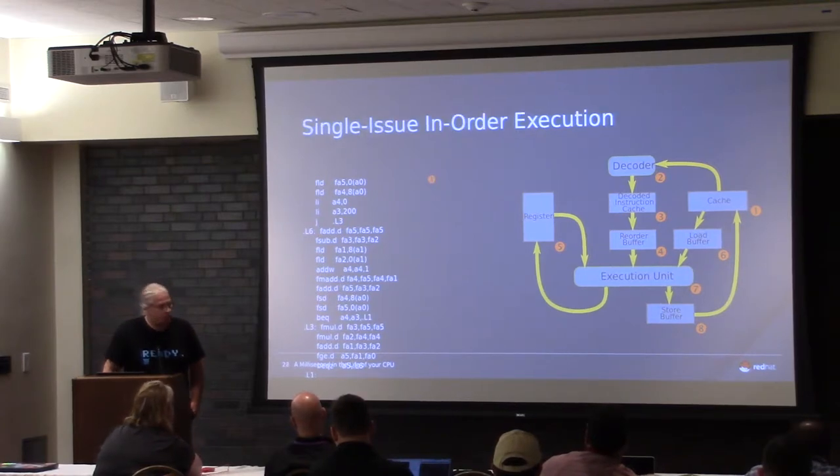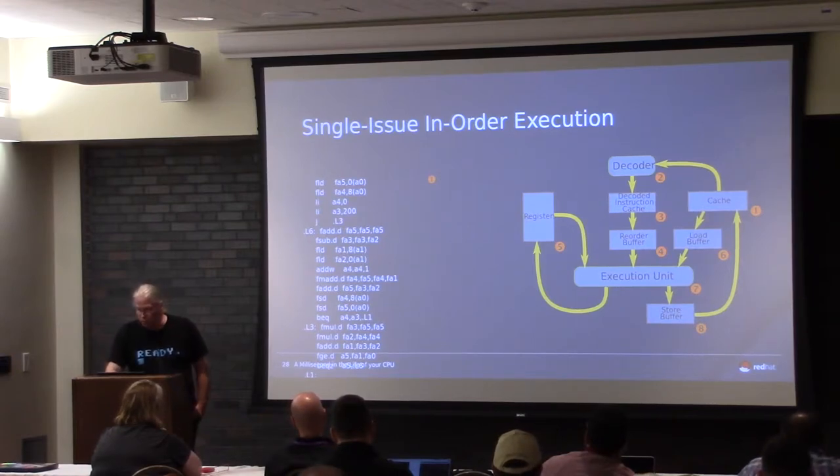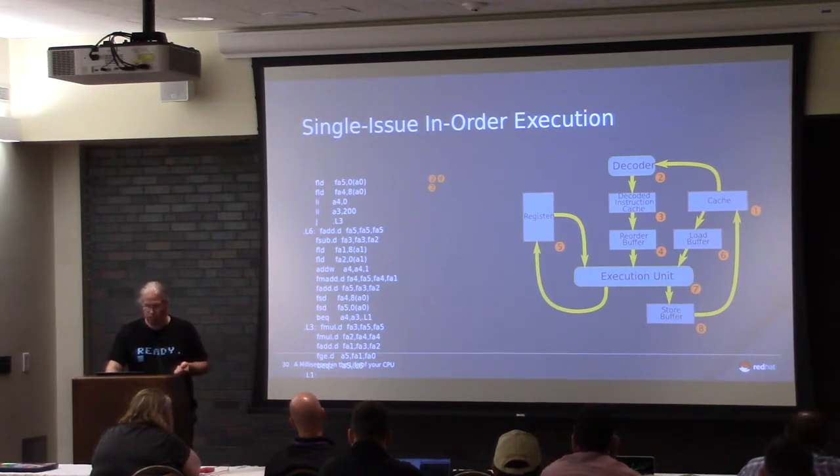So the first instruction, FLD, which is floating point load, gets decoded. It's the first that was fetched from memory. In a single issue, when we are talking about doing it in a traditional way, the instruction gets decoded and then it can be operated on. In this case, because there is nothing else going on, it can immediately be executed and so on.